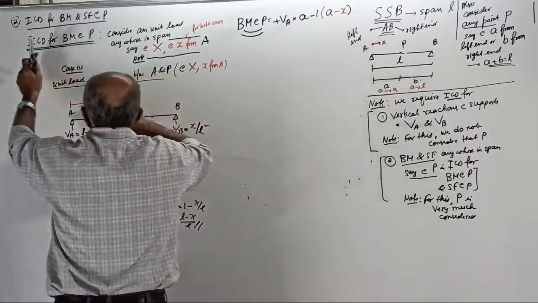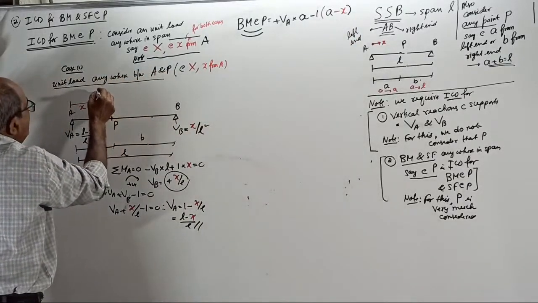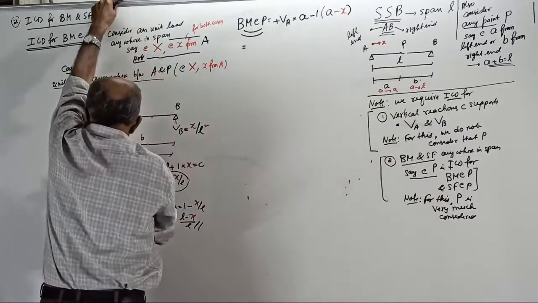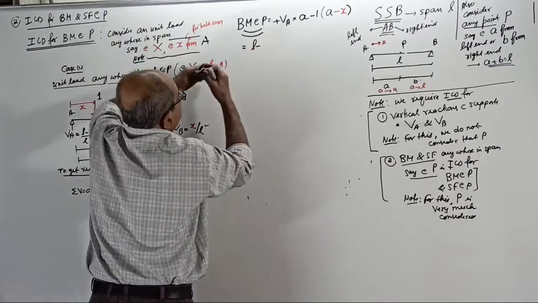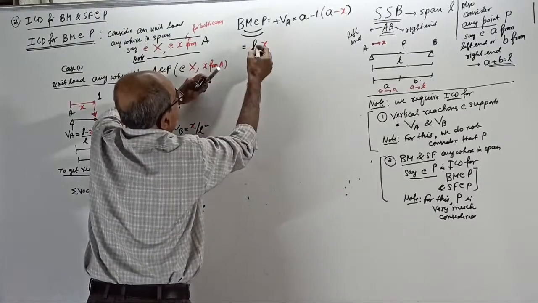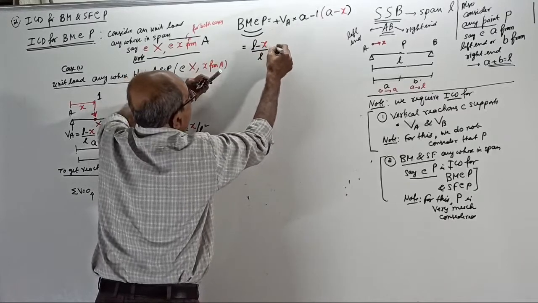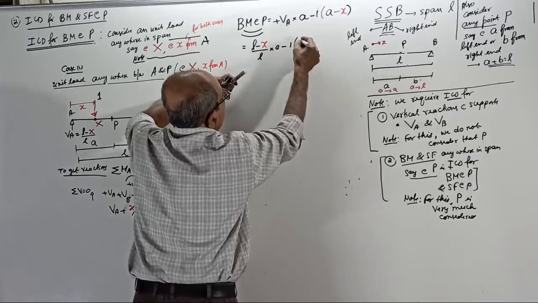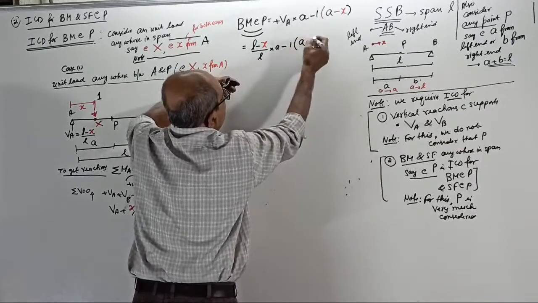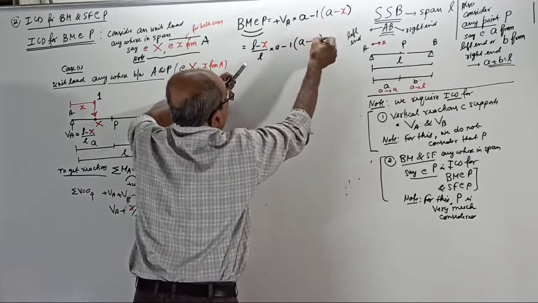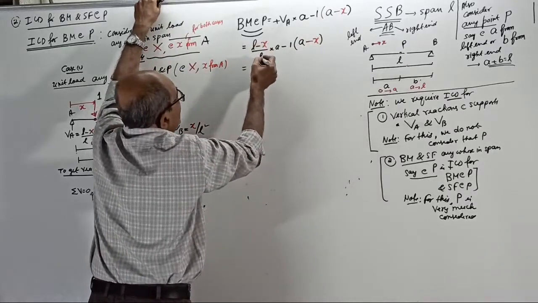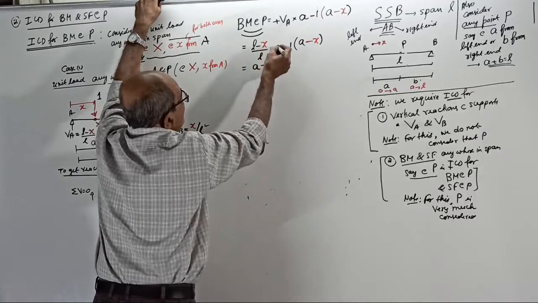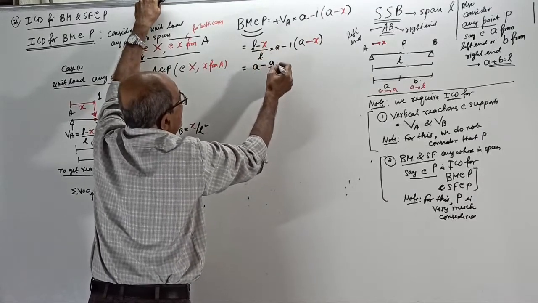Hey, unit load. You be black color only. You are not red. 1 into (A minus X) or equal to VA equal to (L minus X) divided by L into (A minus 1) into (A minus X), or equal to L by L is 1. 1 into A is A. A minus A by L into X.